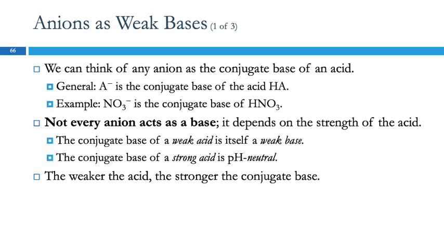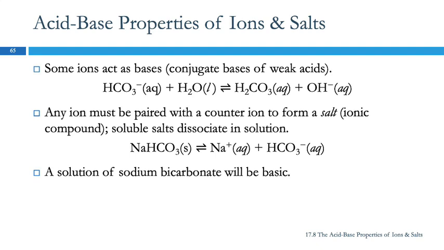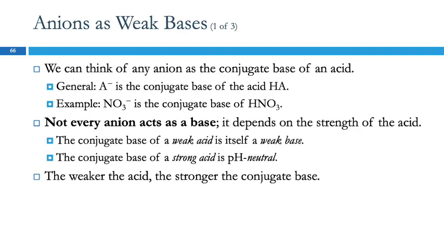So anions can act as weak bases. We can think of any anion as being the conjugate base of an acid. So in this previous slide, this is an acid, right? Carbonic acid. This is its conjugate base. So if we think of an anion as A-, that's going to be the conjugate base of the acid HA. Okay? So as an example here, NO3- is the conjugate base of HNO3.